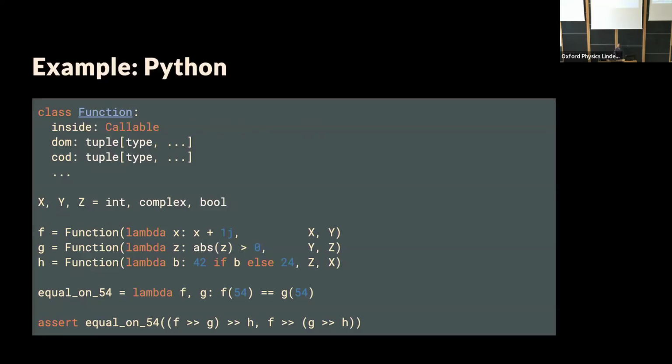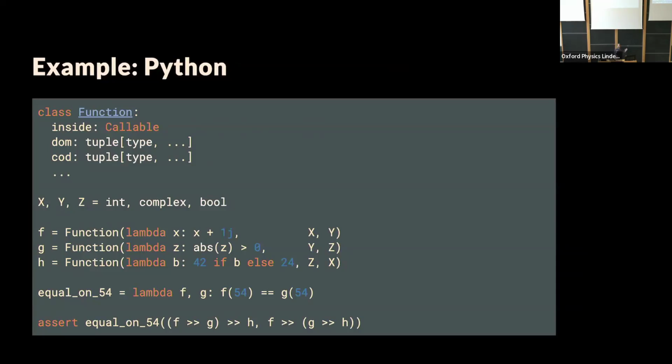We can only check for certain input values. So here, for instance, we're checking that they're equal on 54. And we're checking that associativity holds on the input 54. That's kind of the best you can do for the category of functions in Python.